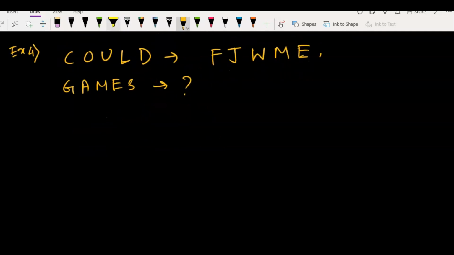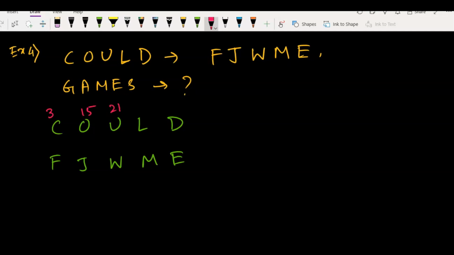Now come to question 4. We have C, O, U, L, D. This goes to F, J, W, M, E. Now write the numbers. C is 3, O is 15, U is 21, L is 12, and D is 4. F is 6, J is 10, this is 23, 13, and here we have 5.